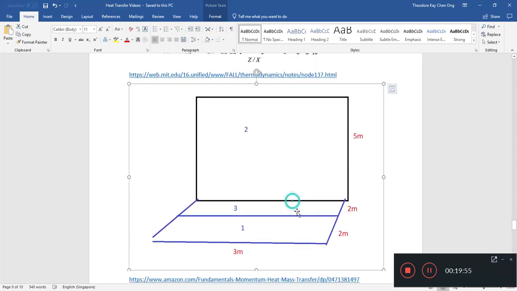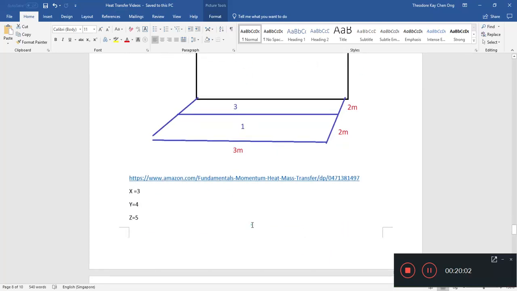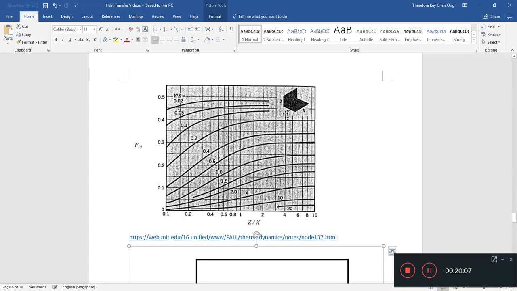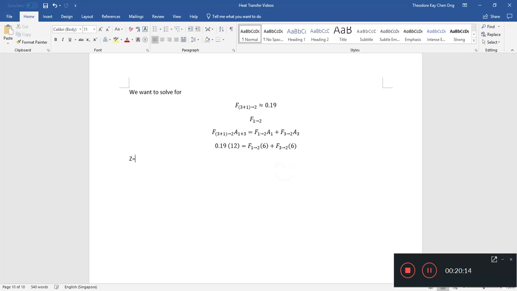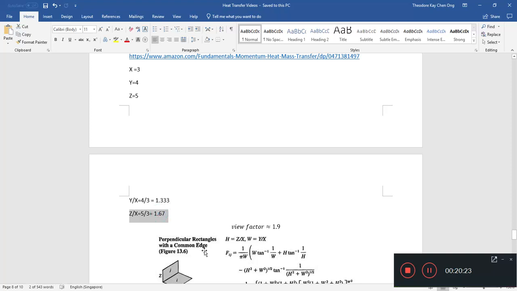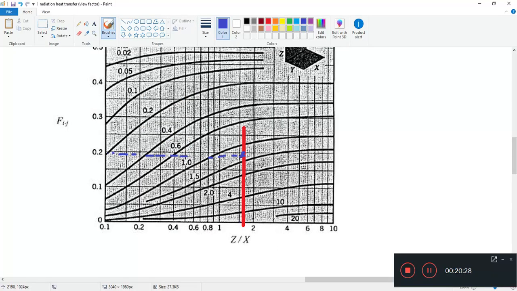Okay, so we can do the same again. We have our z, y, and x. Our z is the same, z is 5. Y is 2. X is 3. So z equals 5, y equals 2, x equals 3. So z by x is still 1.67. Okay, so no change, 1.67.